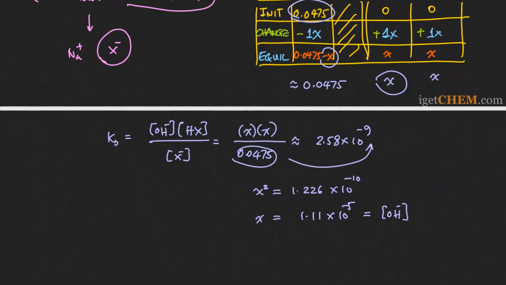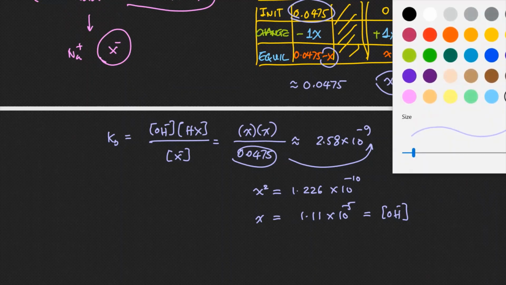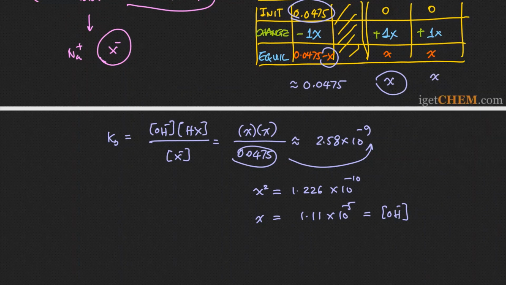If you want, you can check that in fact the approximation we have made is good by using the 5% rule. So all you need to do is to check to make sure this change x is in fact small compared to 0.0475, and you see that this number divided by 0.075 is definitely less than 5%. So this approximation in this case is good.